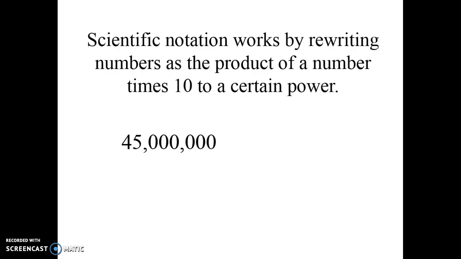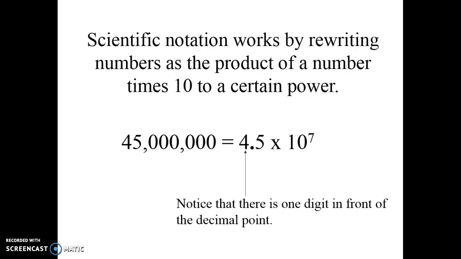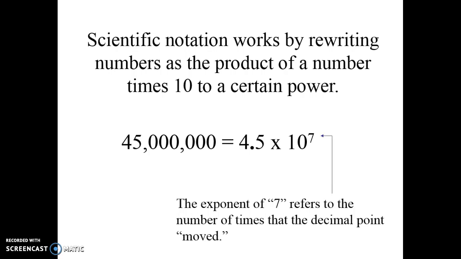So let's take 45 million. In scientific notation, that would be 4.5 times 10 to the 7th. You might have noticed that there is only one digit in front of the decimal point in the two examples so far that we've looked at. This is because when you write the first number, the first factor in scientific notation, it always has to be written as a number greater than 1 but less than 10. And if that's the case, you're always going to have only one digit before the decimal point.